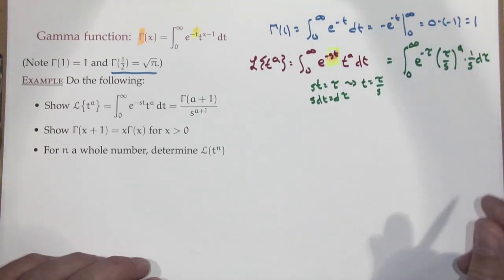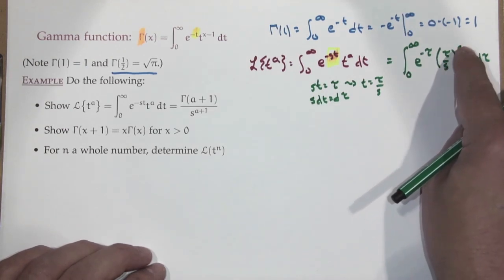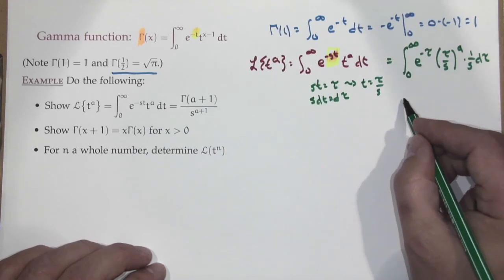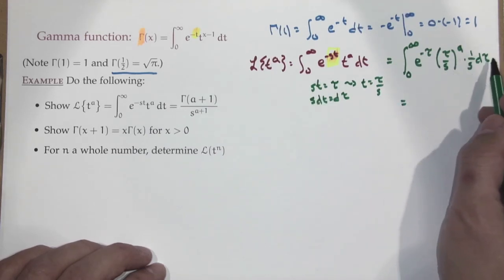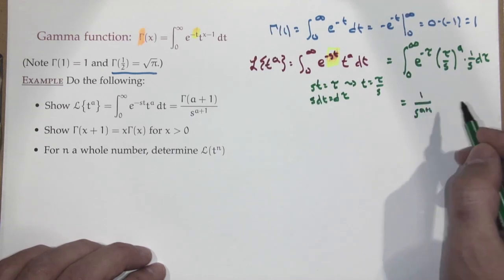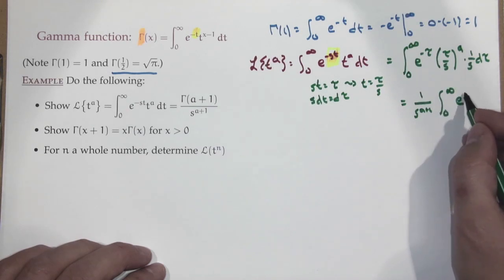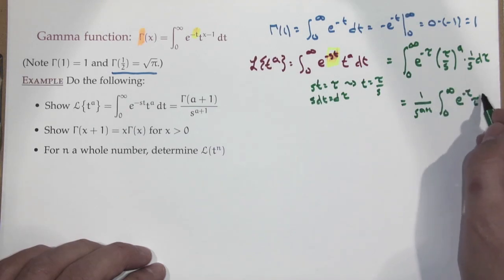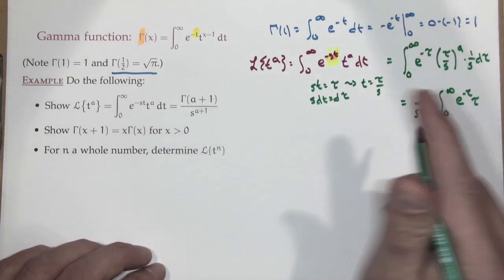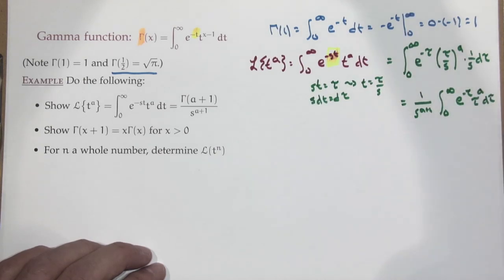All right, well, what can we do? There's a bunch of s's here. In fact, s to the power a. We can pull those s's out because we're only integrating with respect to tau. So it's 1 over s to the a plus 1, integral 0 to infinity of e to the minus tau, tau to the a d tau.